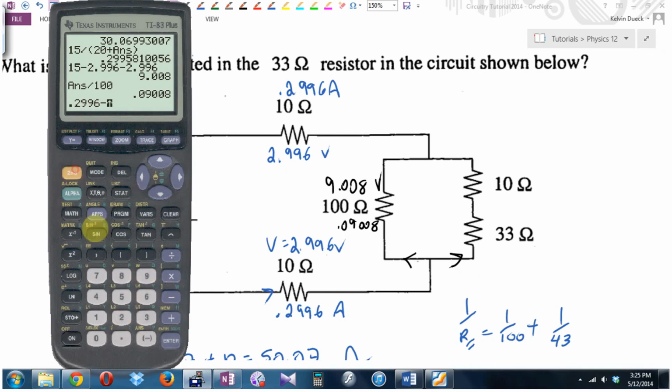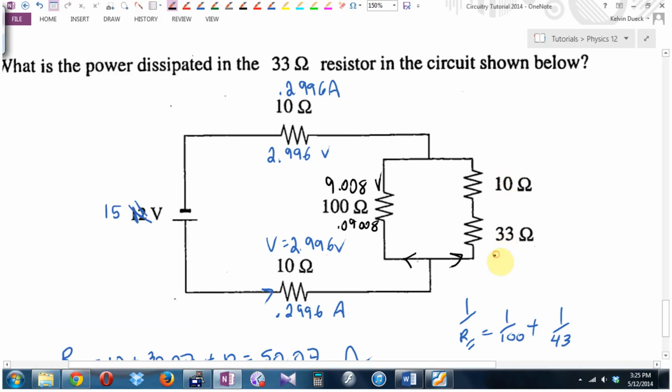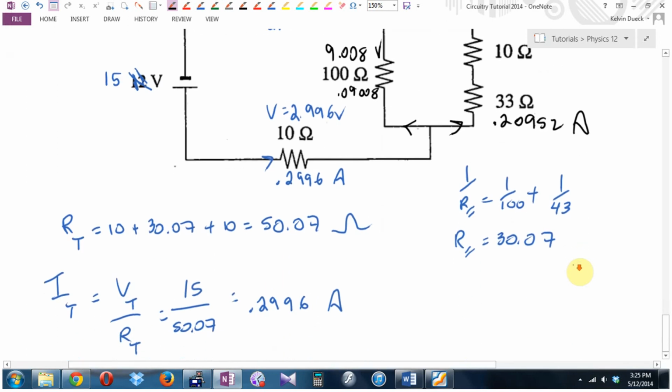0.2996 minus that number there leaves me 0.20952 amps. And this is why I said to you, although power equals V times I, and I probably could solve for V, often I find I use power equals I squared R, because usually current is what I spend most of my time finding, and I usually know the resistance.